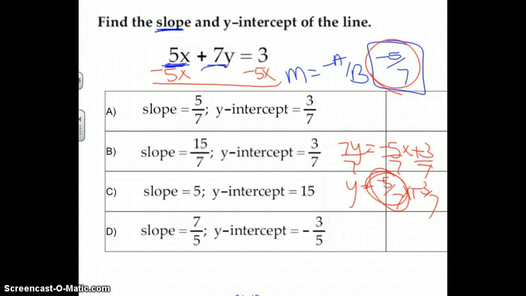It doesn't look like any of these are the solution, so I'll change it so that now answer A works. That's all. If you have questions, please feel free to email me.